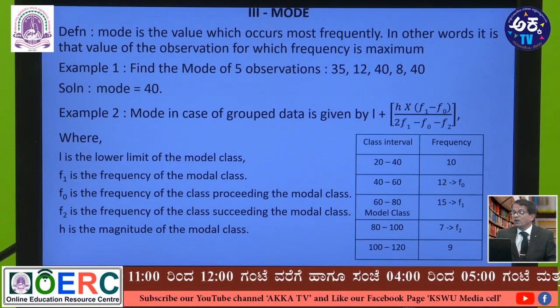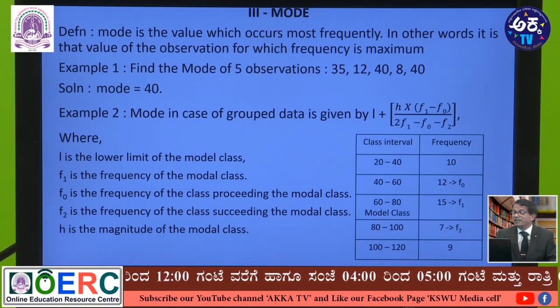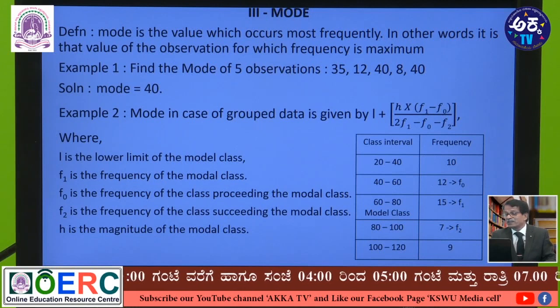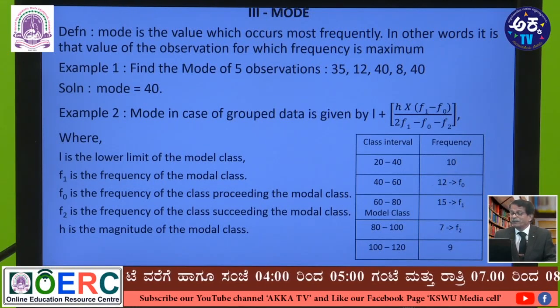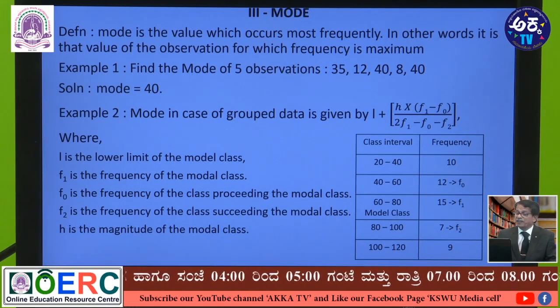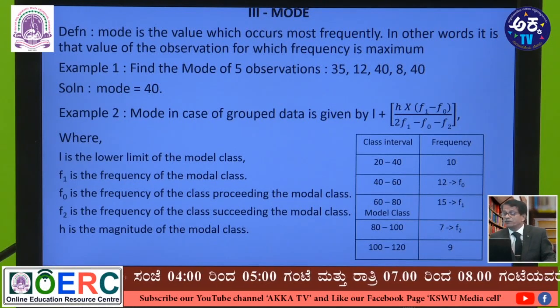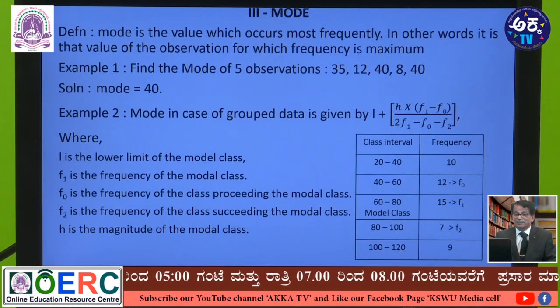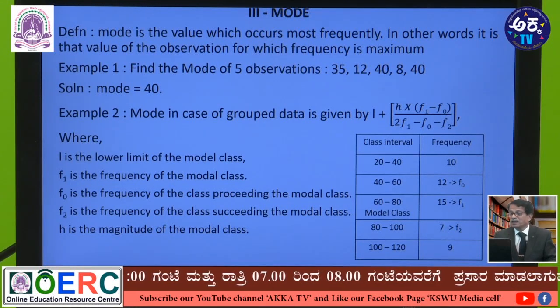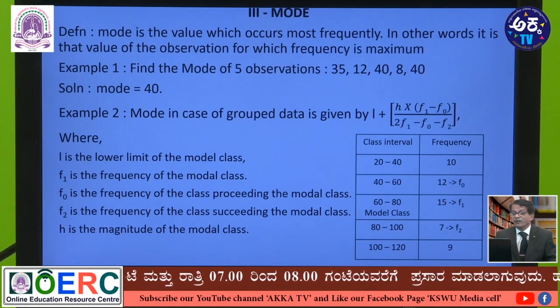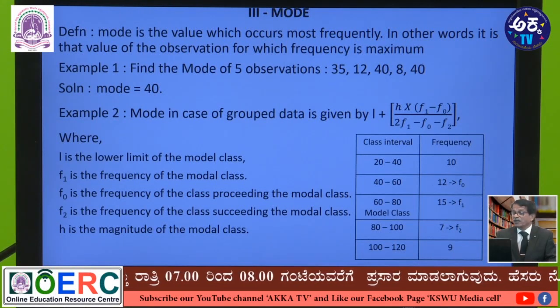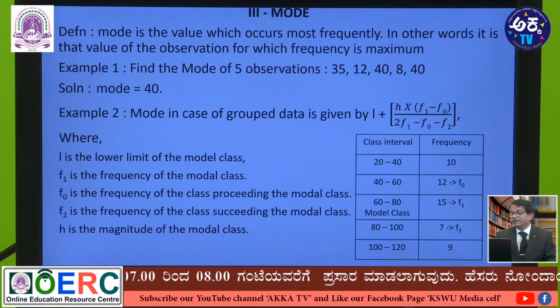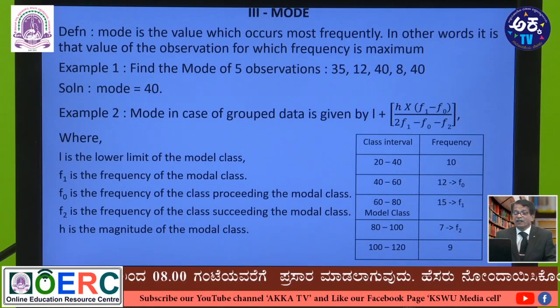So an example is explained here. The highest frequency is 15 in the example, and therefore the modal class corresponding to 15 is 60 to 80. So L is the lower limit of the modal class, that means 60 is L. F1 is the frequency of the modal class; the modal class is 60 to 80 and therefore 15 is F1.